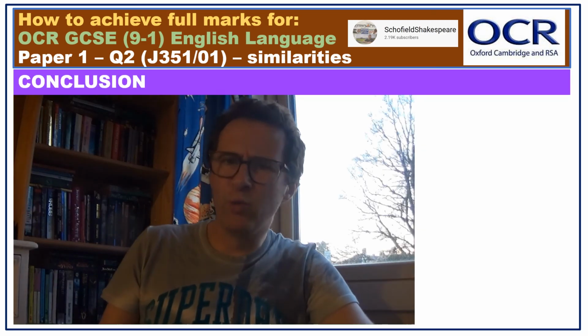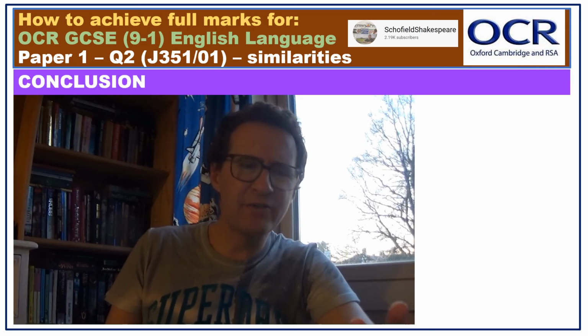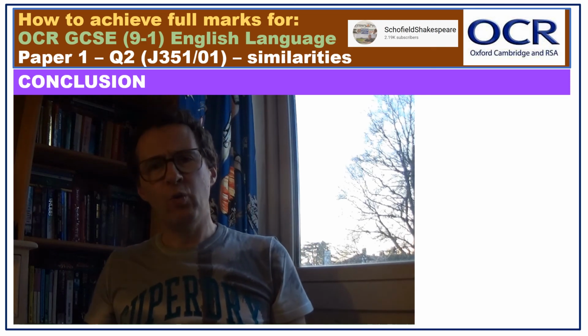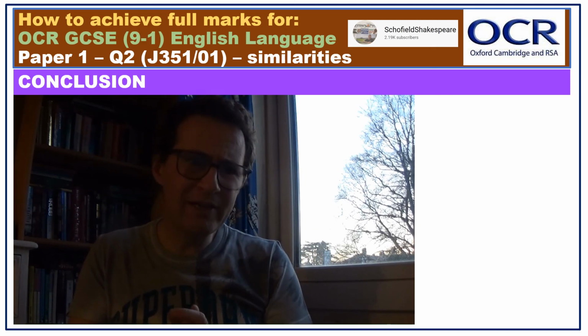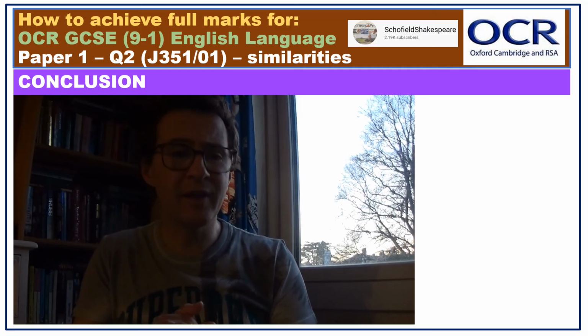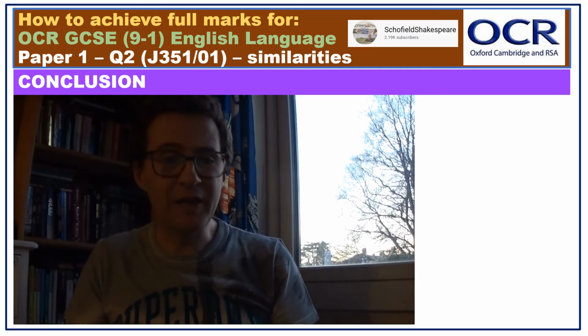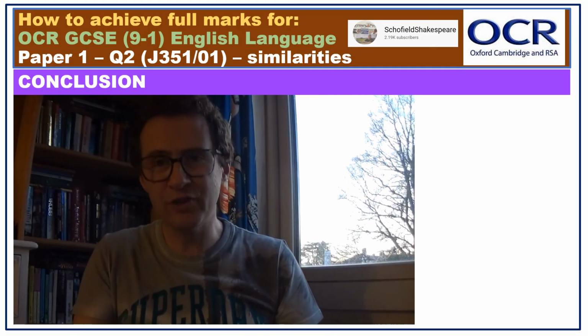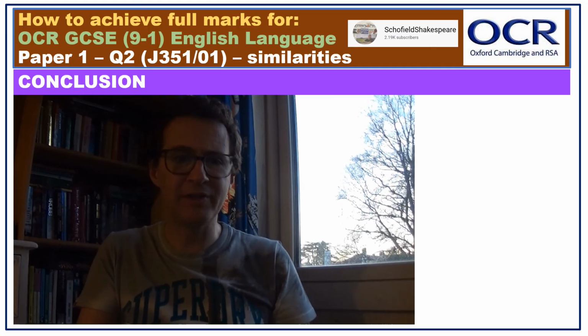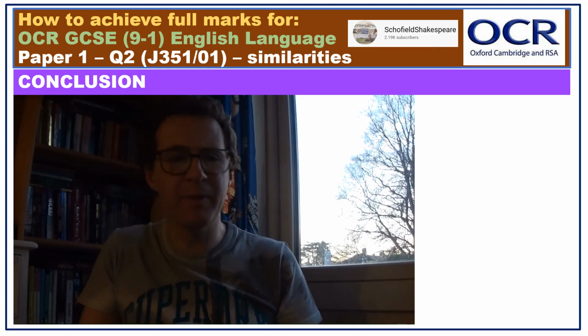So, good Lord, what is required to get 6 out of 6 for this question? Well, you need to be concise with your phrasing and pick out a minimum of 3 similarities between the 2 texts. Use short embedded quotations to back up your choices and aim to pick out some of the more interesting implicit similarities as well as those more obvious explicit ones.